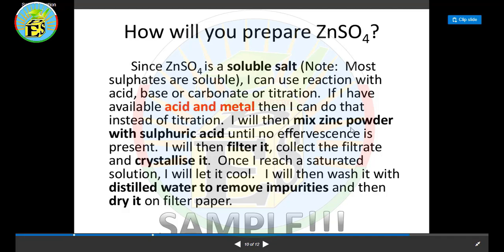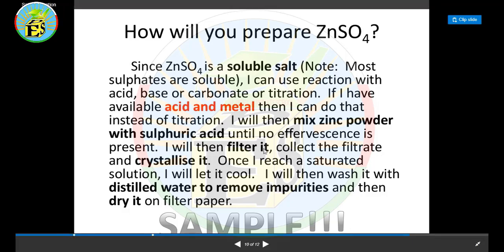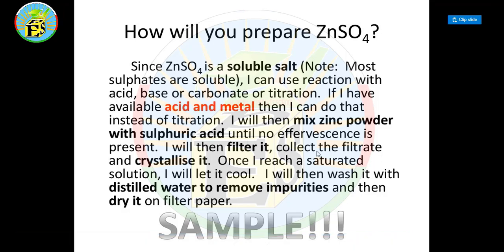I will mix the zinc powder with the sulfuric acid until no effervescence is present. Effervescence means bubbles. I will filter it, collect the filtrate and crystallize it. How will we crystallize? We will heat it and let it cool. It will be a salt.